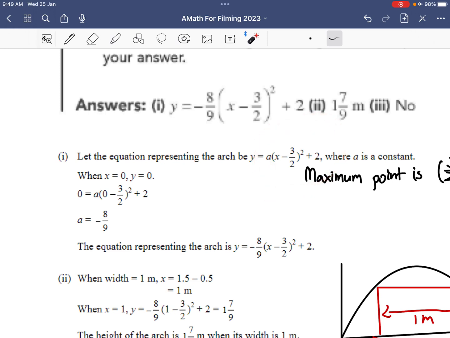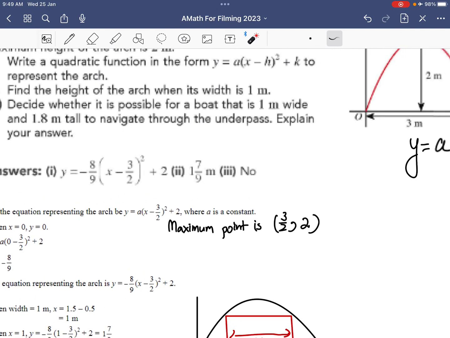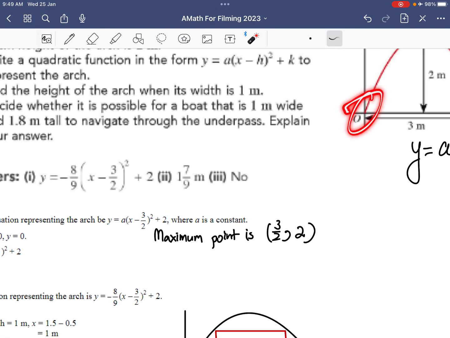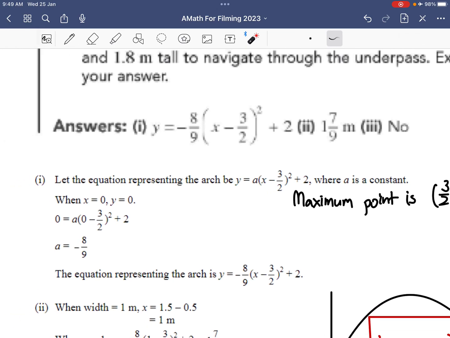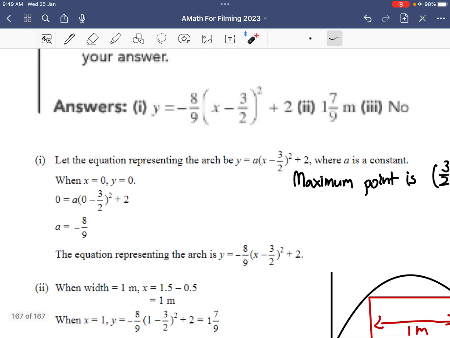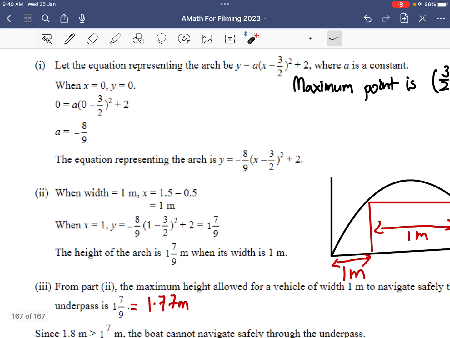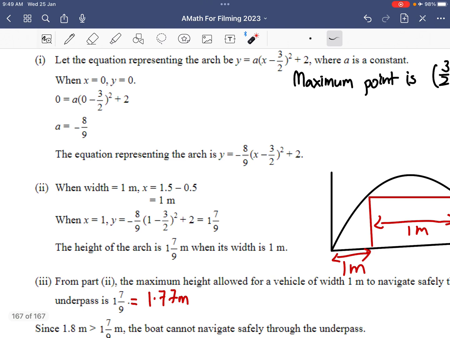To find my constant a, I know that when my x value is 0, my y value is 0 over here. Hence, if I put this into my equation and solve, I get my a value is negative 8 over 9. So the equation representing my arch is y equals negative 8 over 9, times (x minus 3 over 2) squared, plus 2.